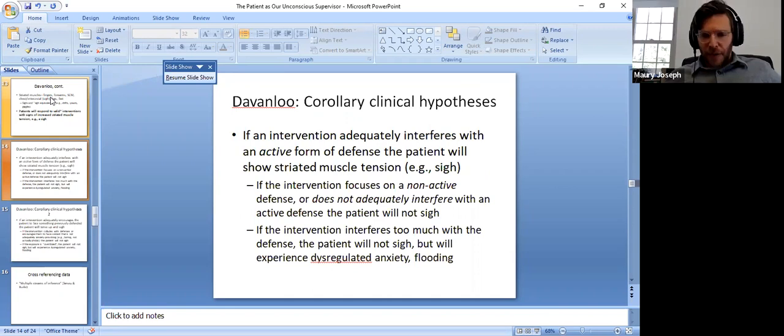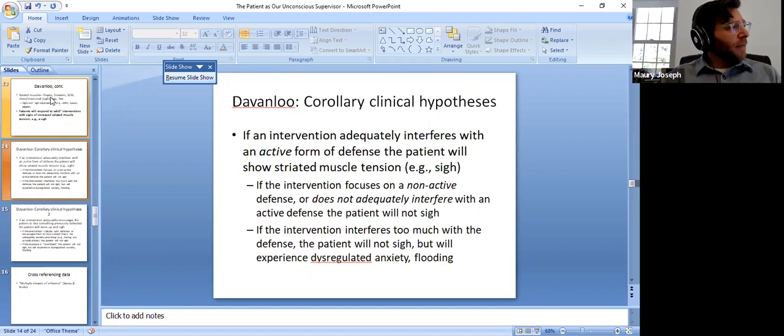that if an intervention adequately interferes with an active form of defense, the patient will show striated muscle tension, you'll see a sigh. If the intervention focuses on a non-active defense, so that would be like if you're trying to address a defense that the patient's not actually using, you know, you're referring to some defense that was happening last week but isn't present in this session. Or if your intervention does not adequately interfere with the active defense or resistance, the patient will not sigh.